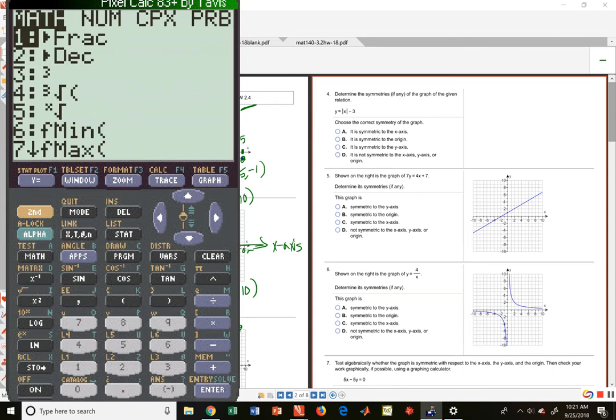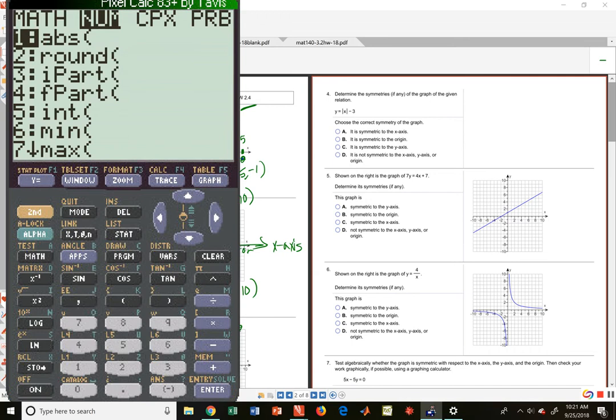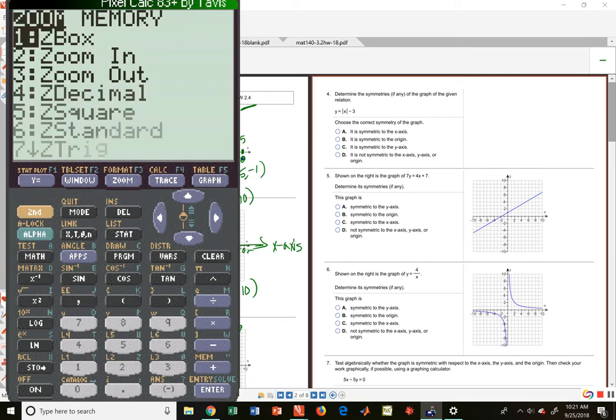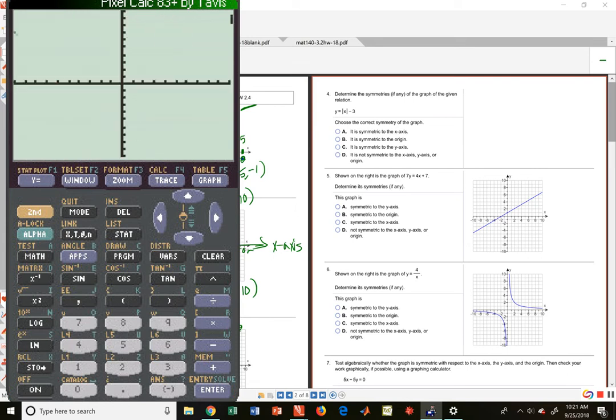Now you got to know where the absolute value is. It's actually in the math menu under num. Not a lot of people will know where that is. So you hit math, and then you move over to the num menu. Absolute value is the first one. So absolute value of x, close the absolute value, subtract 3, graph it on a standard window zoom, and there you have it.